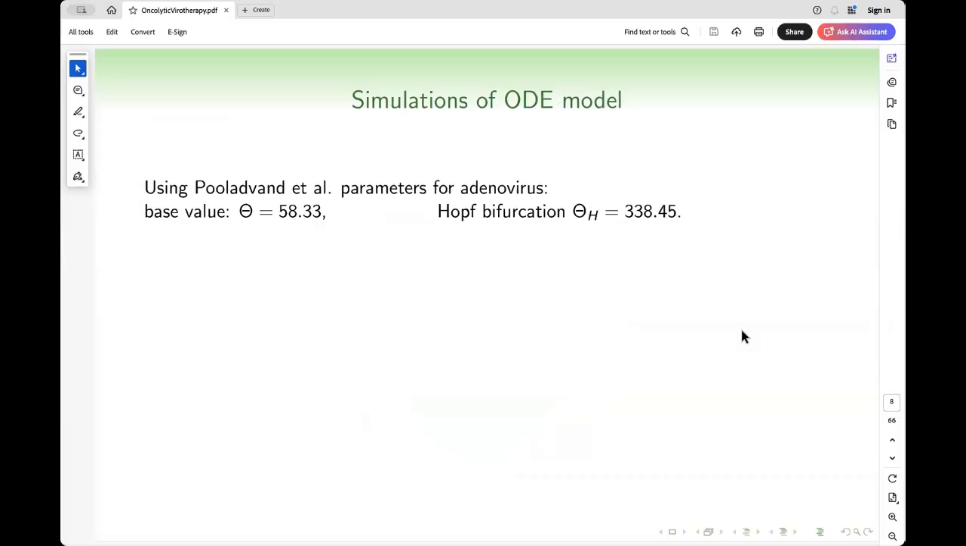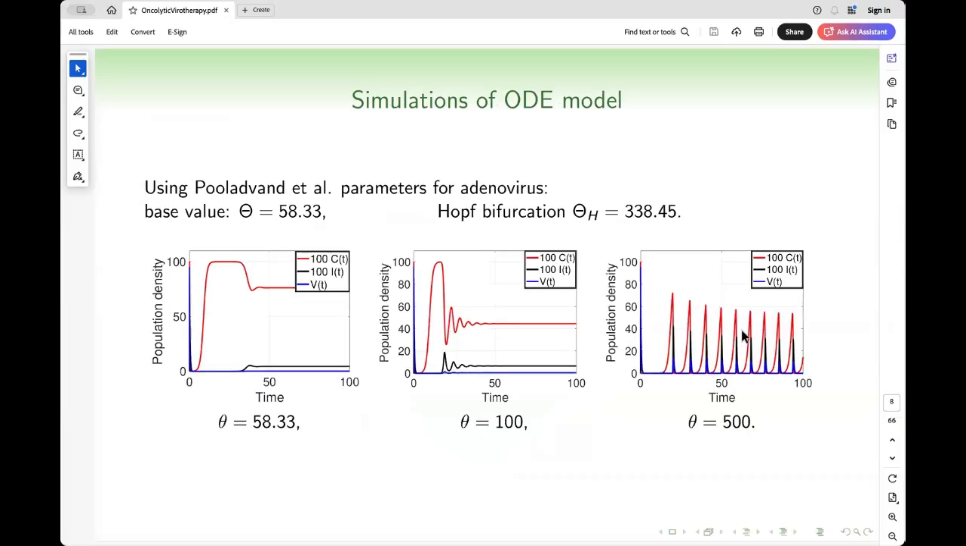So, let's simulate this. I talked about a Hopf bifurcation, so let's see some oscillations. Here, theta is the bifurcation parameter increasing from 58 to 100 to 500. And then you see here the virus goes to 0, which is blue, and the cancer settles on a steady state. Here also you get a spiral into a steady state, and then here you get oscillations for higher values of theta.